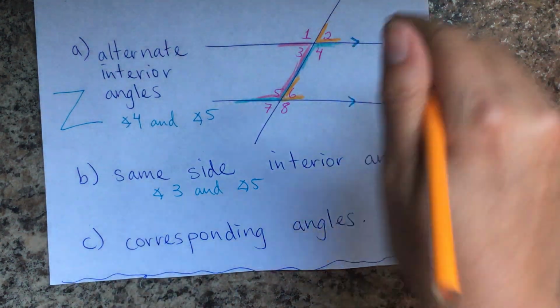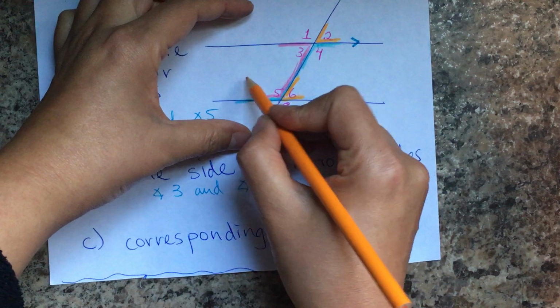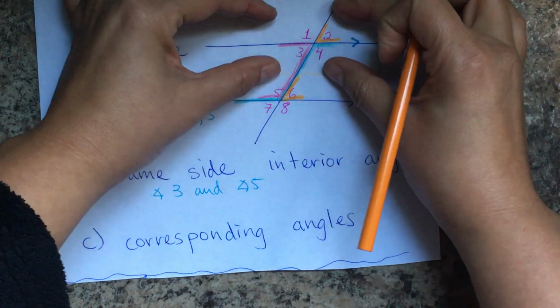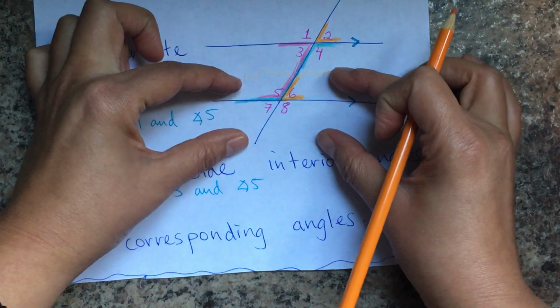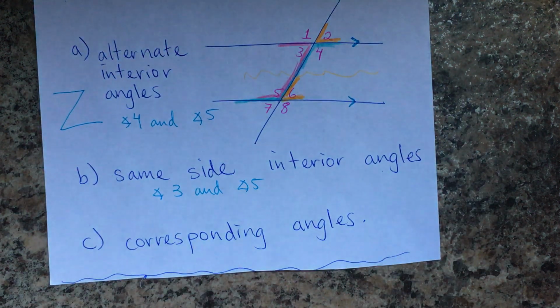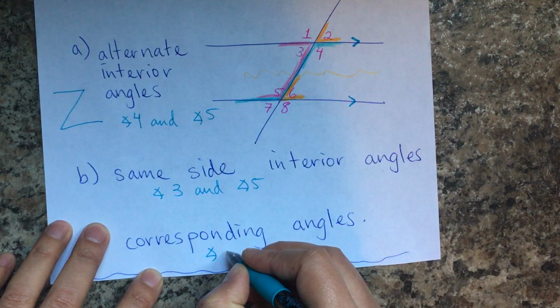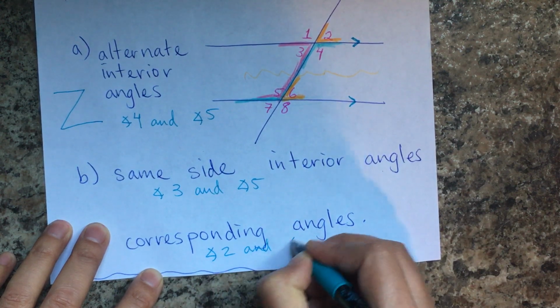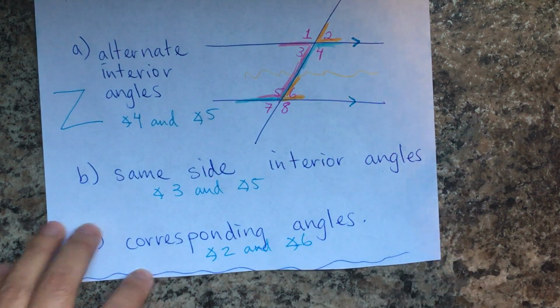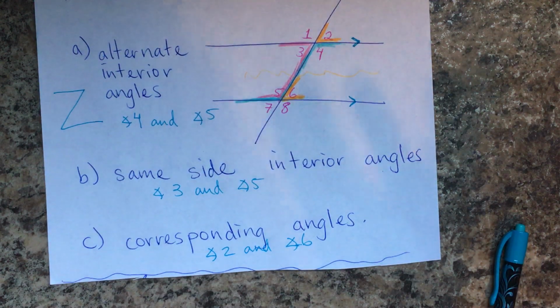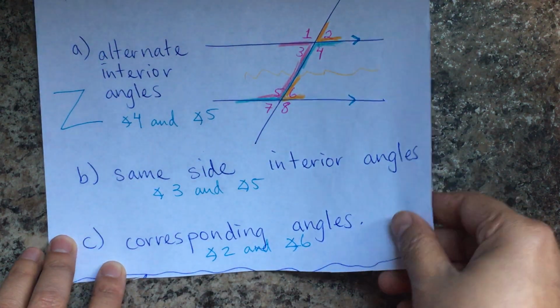All of those that are, again, if you cut it in here, you pick it up, and then whatever corresponds, those are corresponding angles. So I'm just gonna write angle 2 and angle 6. Okay, that's all you had to do in there.